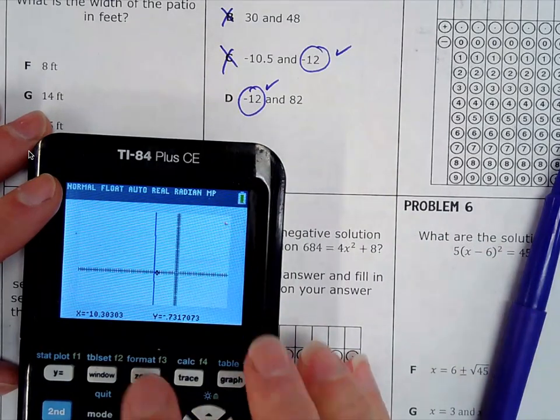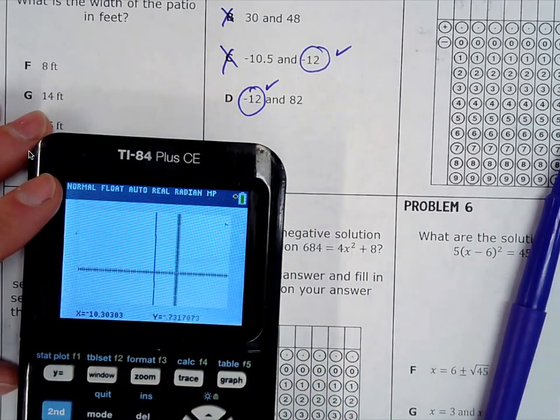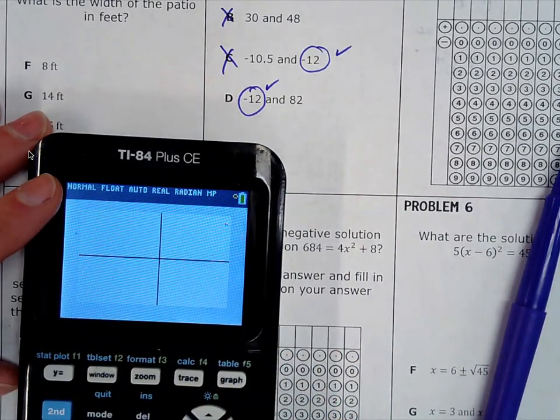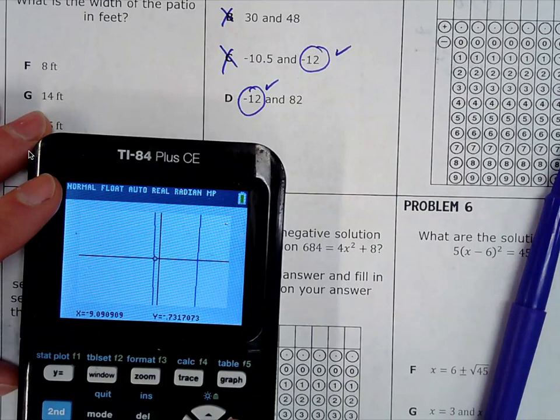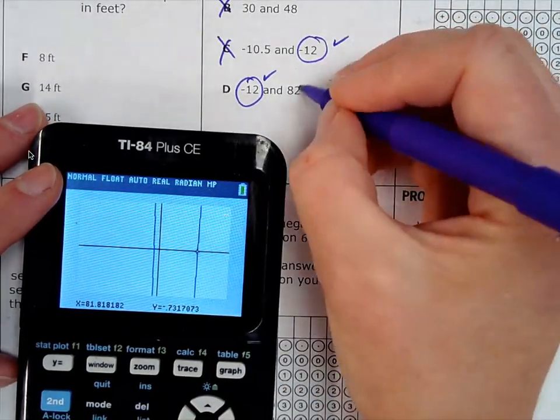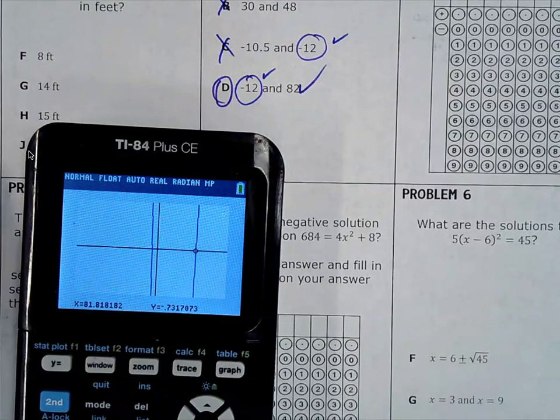But let's zoom out again. Zoom out. Oh, yep. So it's right there. Let's just arrow over and see where it's at. 82. Yep. So that's good.